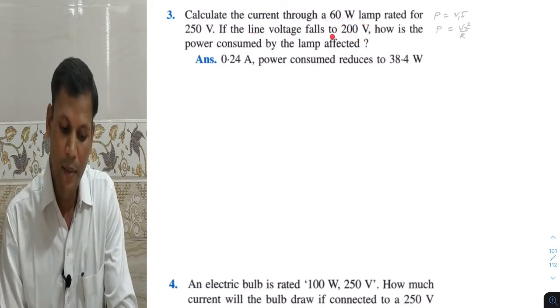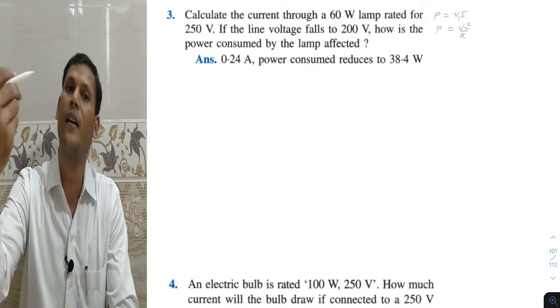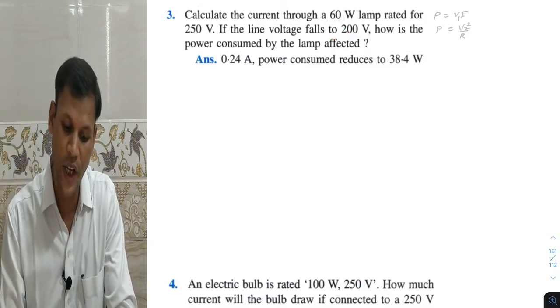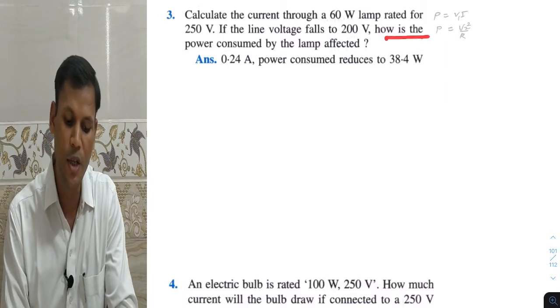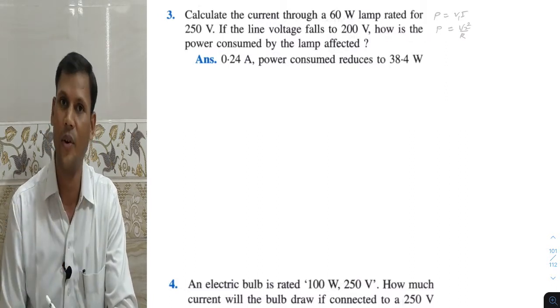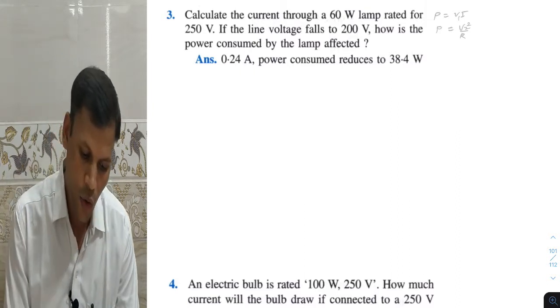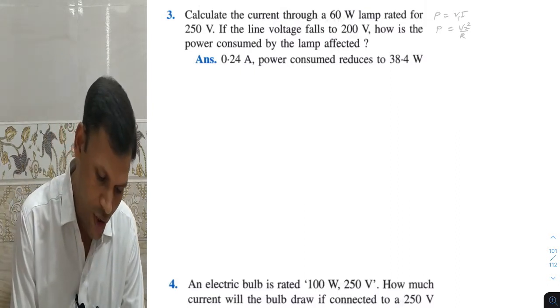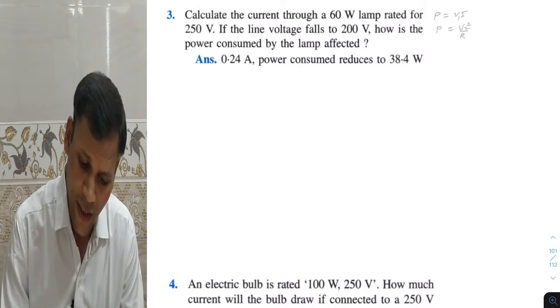वोल्ट, बाद में वोल्टेज 220 से कम होके कितना हो गया? 200 हो गया. How is the power consumed by the lamp affected, मतलब पावर कंजम्पशन फिर कितना हो गया, that is to be found out. तो हम लोग पहले इसमें गिवन इंफॉर्मेशन लिख लेते हैं. हमें क्या क्या दिया है?